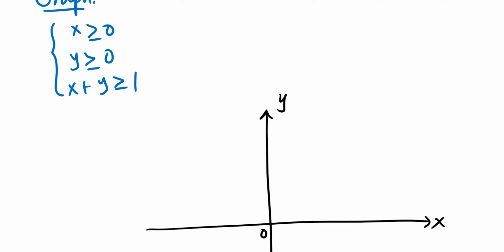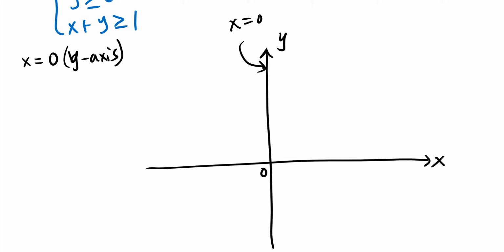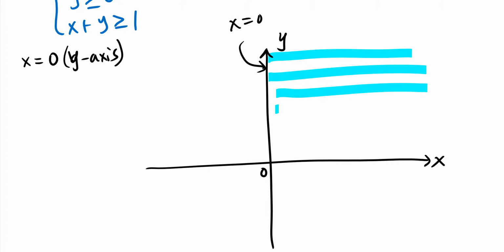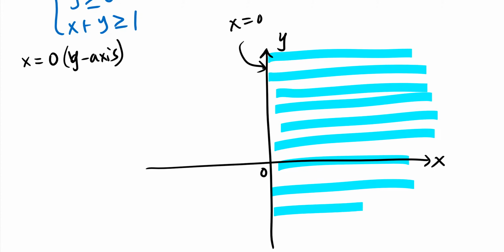Start with the first one, x equals 0. X equals 0, that's always the y-axis. So where's the y-axis? This is x equals 0. It says bigger than or equal. Bigger means to the right side. So we're going to shade the region to the right side of the y-axis.